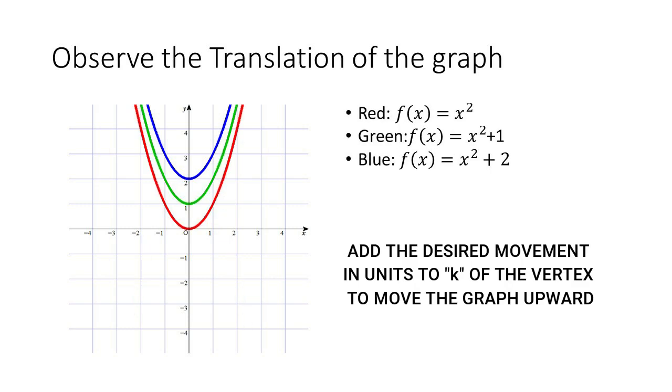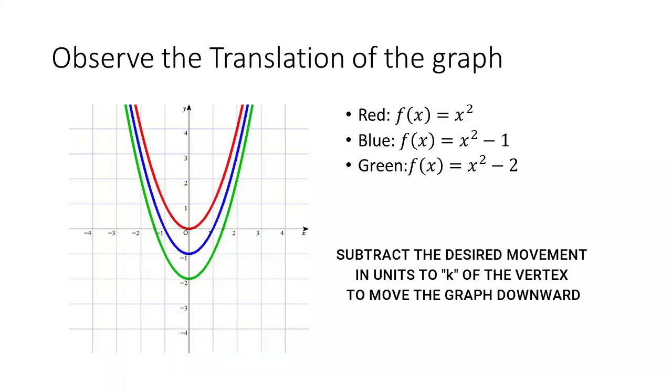Now let's look at the three graphs. The red graph is f of x is equal to x squared, which is the basic quadratic equation. The green graph is a translation, or the movement, of the graph 1 unit upward. The blue graph is the movement of the basic graph x squared, a translation of the graph 2 units upward.